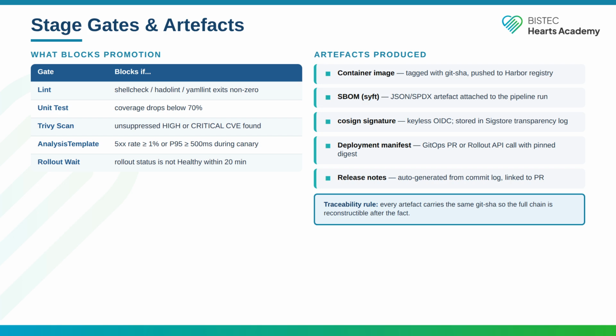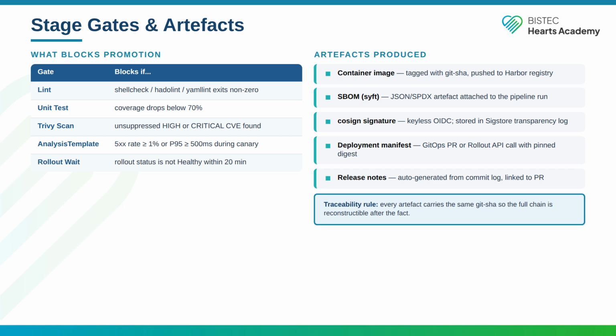Gate 4 is the analysis gate. The analysis template queries live Prometheus data during the Canary. If the 5xx error rate or P95 latency exceed their thresholds, the analysis run fails and triggers automated rollback. No human decision required. Gate 5 is the rollout health gate. The pipeline waits for the rollout to complete. If the rollout aborts due to a failed analysis, the pipeline job exits non-zero. The engineer who merged the pull request sees a failed run. The on-call receives an alert from Alertmanager.